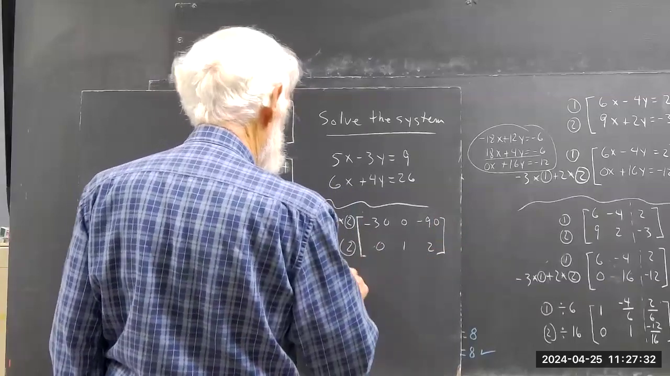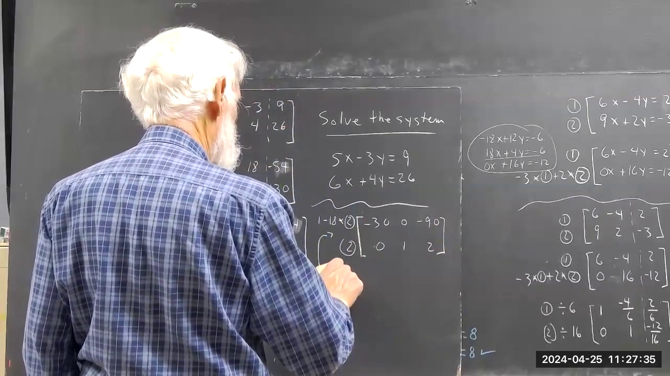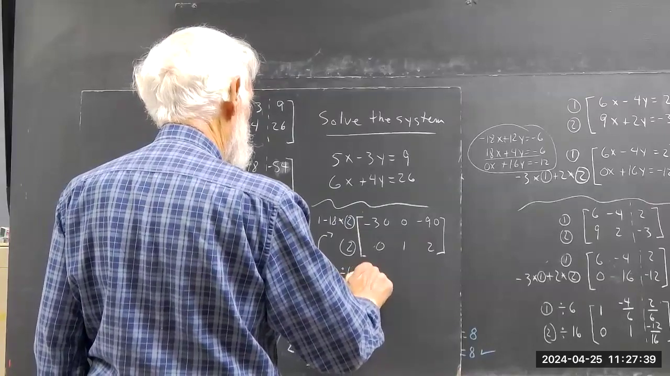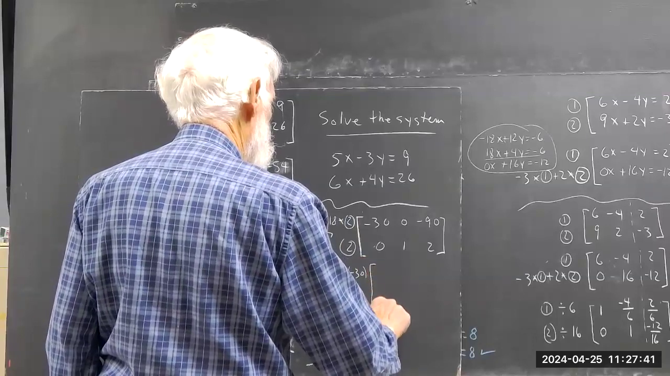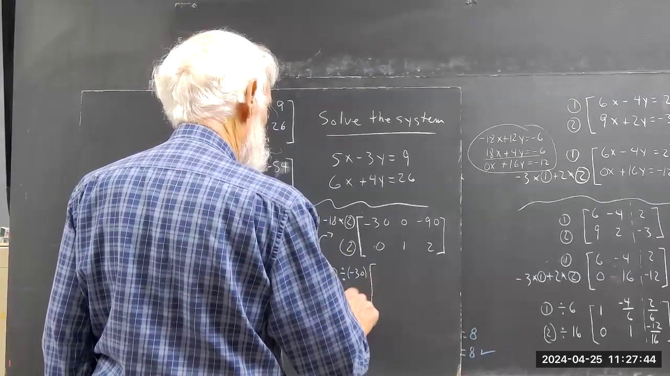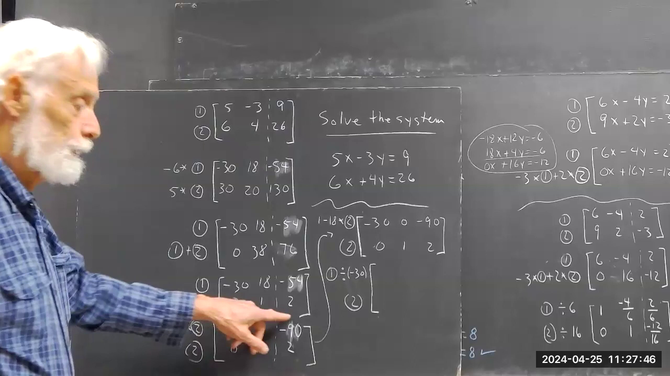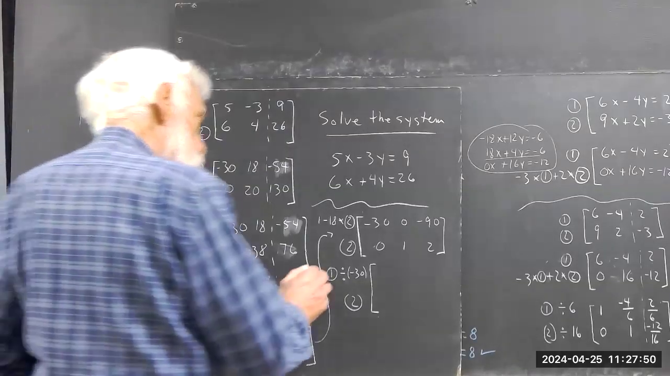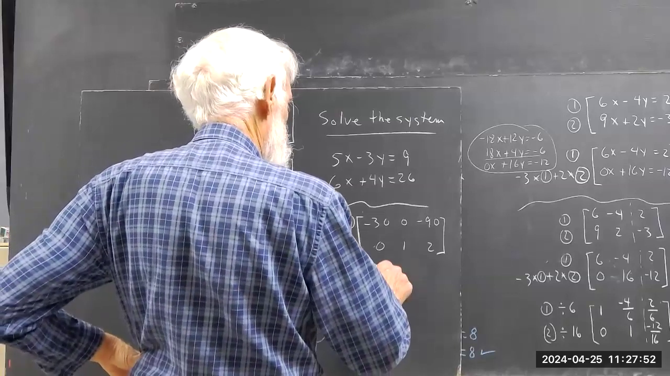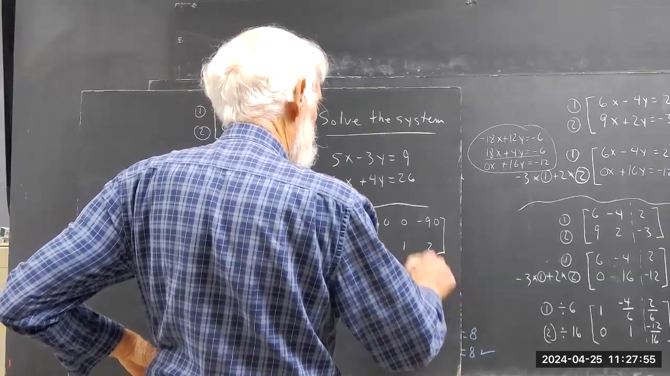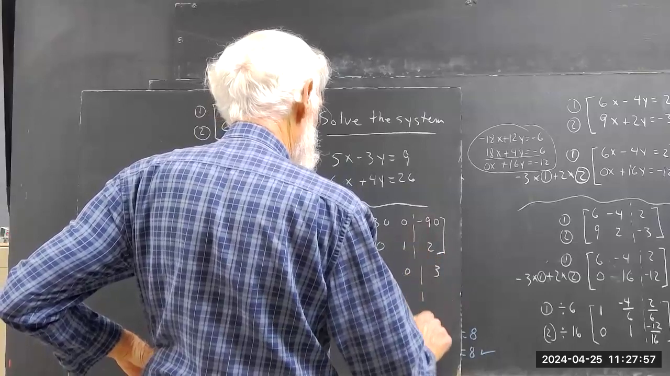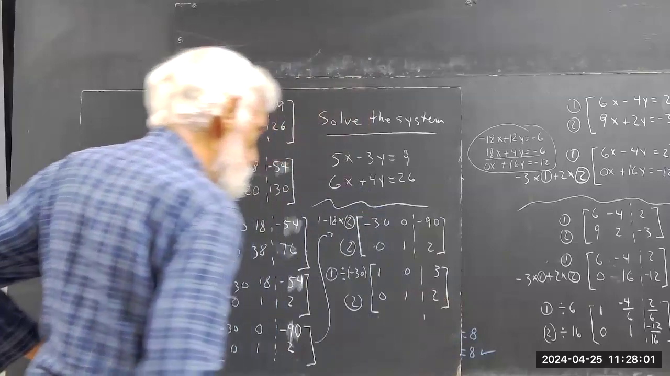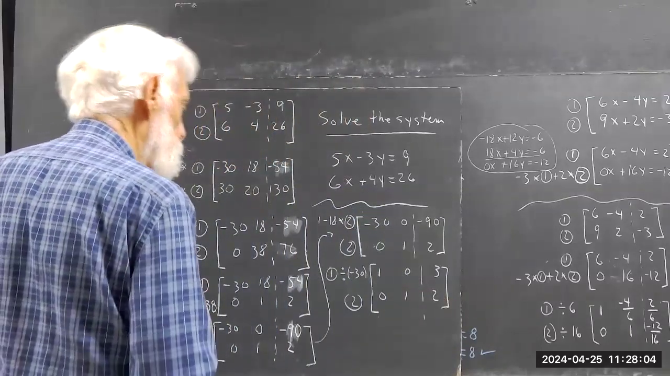And now I'm going to take row 1 and divide it by negative 30. And row 2, once I get row 2 into this form, I never mess with it. I just use it. Okay, row 1 divided by negative 30 gives me 1 0 3. Row 2 gives me 0 1 2.